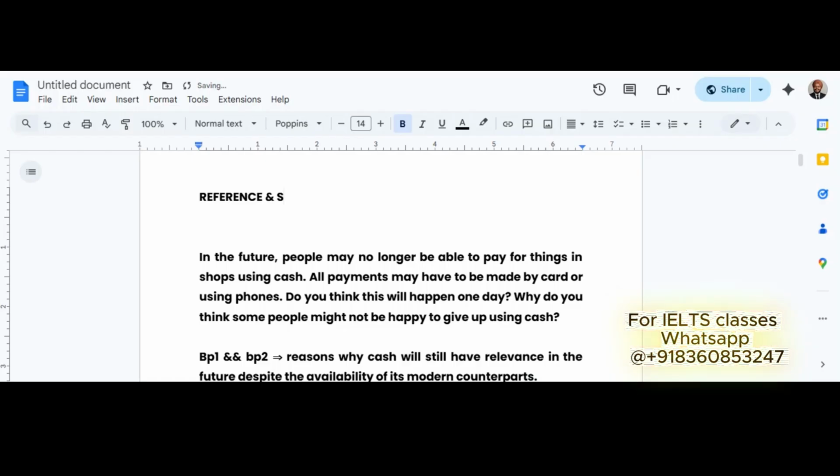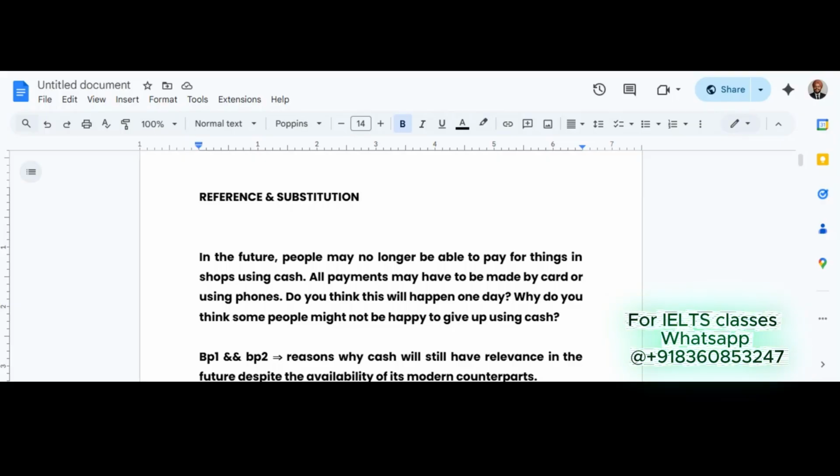Reference and substitution. So what exactly is reference and substitution, and where do we use it? Well, if you want to improve your IELTS score, and if you are targeting a 7 plus score, then this is a must for you. I'll give you an example.